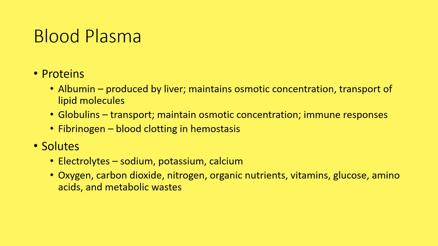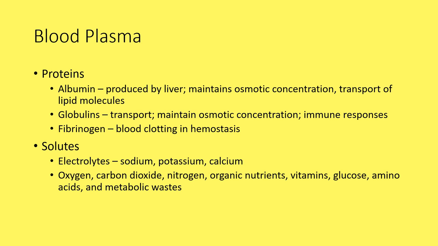We look at the blood plasma, the proteins that are often found in the plasma under normal conditions. One of the ones is albumin, which is produced by the liver. It does help to maintain your osmotic concentrations. It helps to transport various lipid molecules. You have globulins. These are involved with immune responses. Some of them are involved with transport and also maintaining osmotic conditions. And then you have fibrinogen. This is necessary for blood clotting.